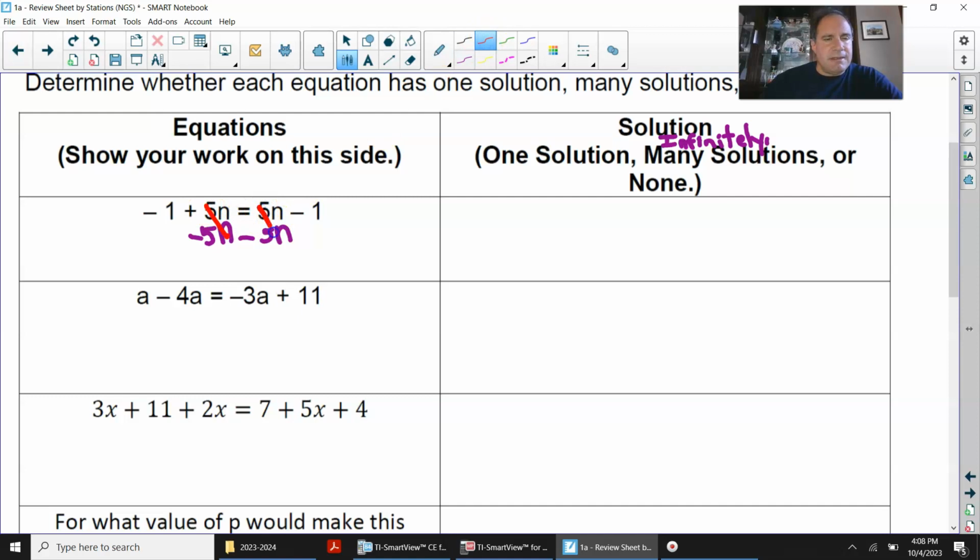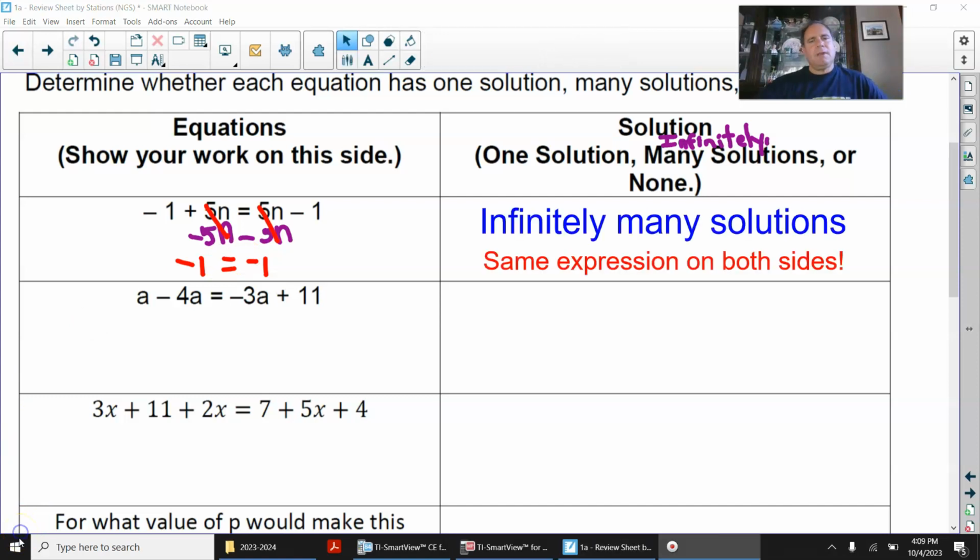This cancels with this. Then you get -1 equals -1. The same on both sides. That means infinitely many solutions. And there it is, infinitely many solutions, because it's the same on both sides.